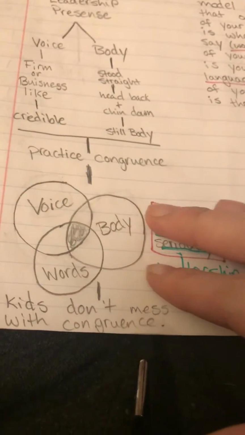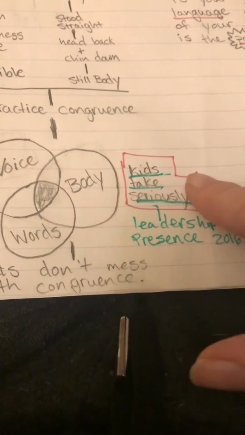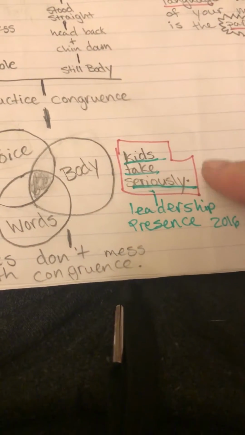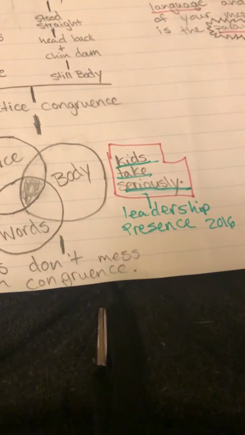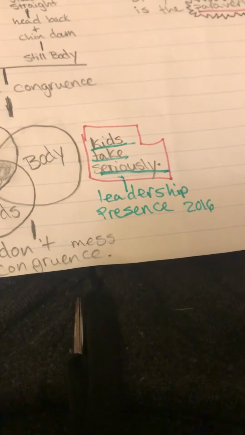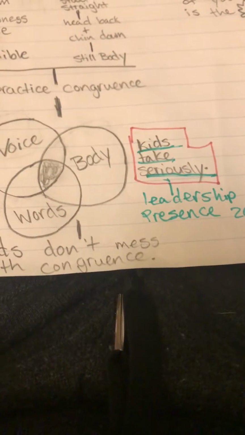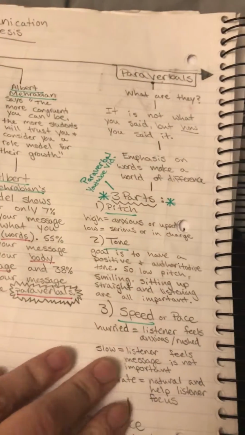So this is just a personal picture showing that everything's in balance and that's really what's important. And then I did a red frame on kids take you seriously when you have leadership presence or congruence, which was from the YouTube video Leadership Presence, Kids Take It Seriously. So just keeping that in mind was important.